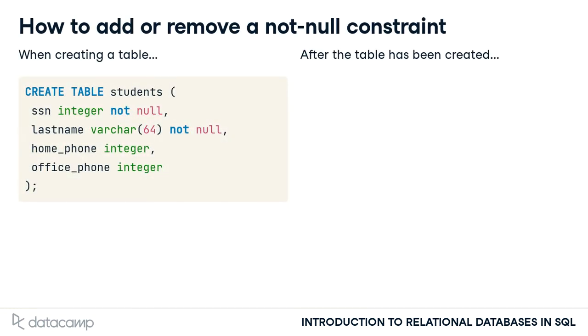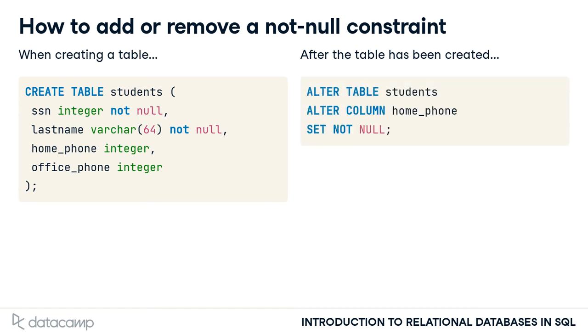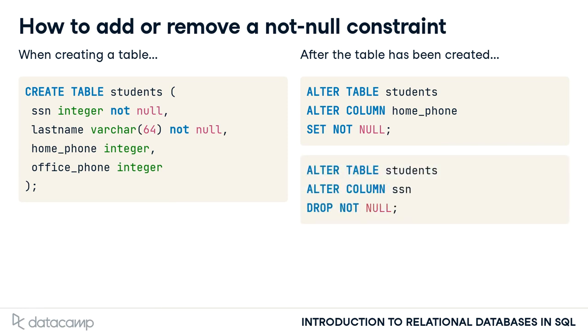You've just seen how to add a not null constraint to certain columns when creating a table. Just that, not null after the respective columns. But you can also add and remove not null constraints to and from existing tables. To add a not null constraint to an existing table, you can use the alter column set not null syntax as shown here. Similarly, to remove a not null constraint, you can use alter column drop not null.